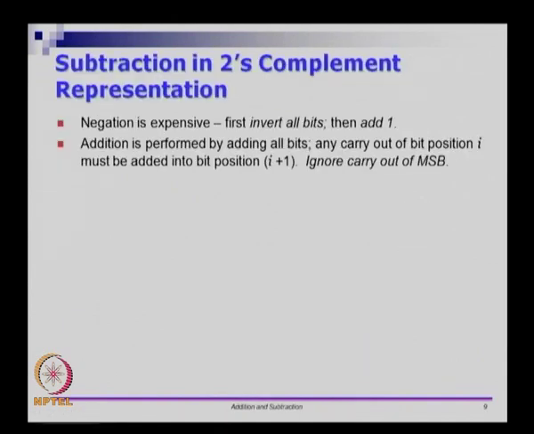Let us look at subtraction in 2's complement representation. The subtraction in 2's complement is going to be negation followed by addition. We know that the negation in 2's complement is slightly more expensive. What we have to do is first invert all the bits and then add 1 to it. We take the 2's complement interpretation of a number, this could be positive or negative. If I want to negate it, I flip all the bits and add 1. That is the way we do negation of 2's complement numbers.